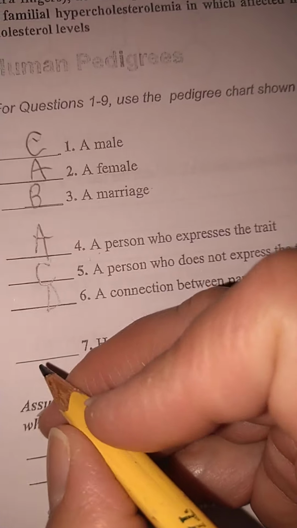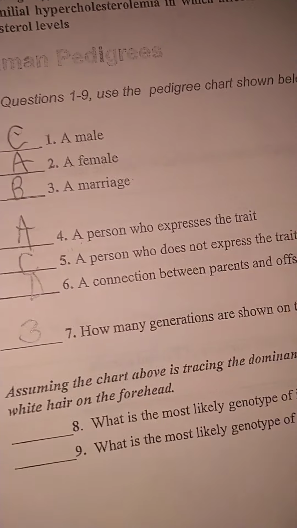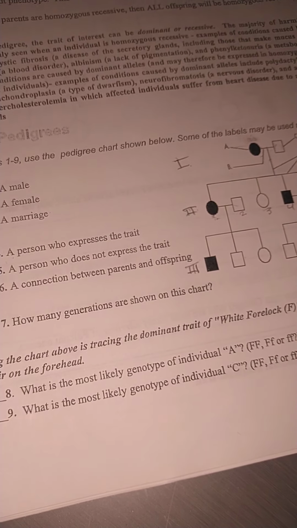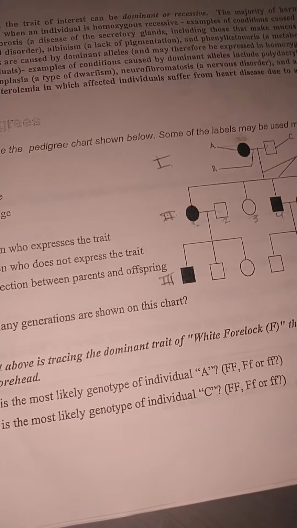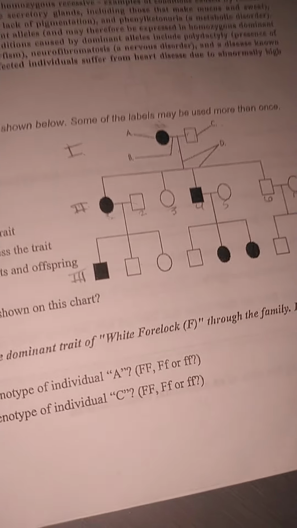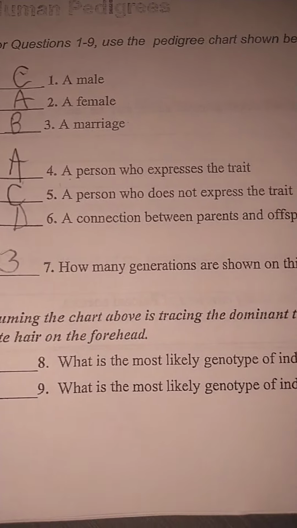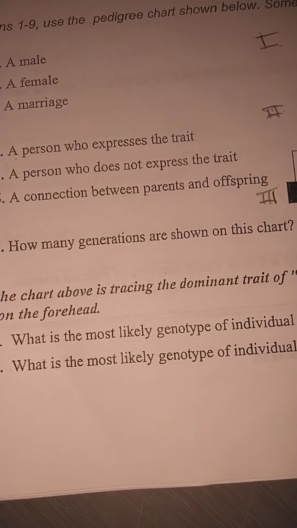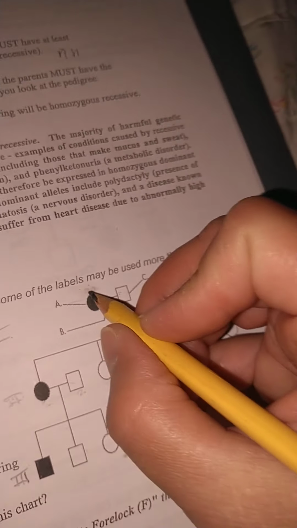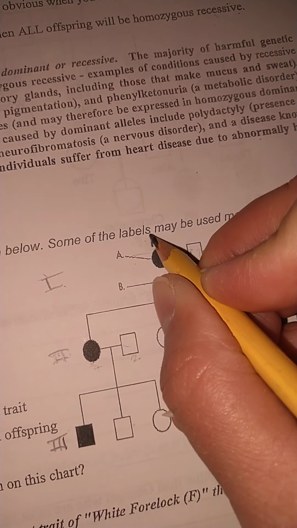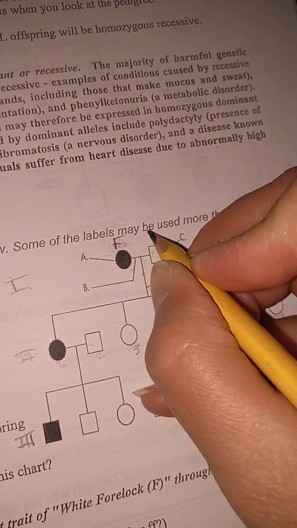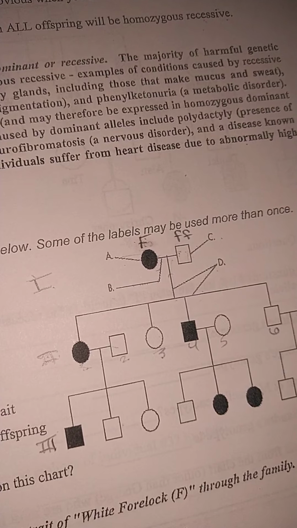So there are 3 generations. So assuming the chart above is tracing a dominant trait called white forelock through the family. White forelock is a tuft of white hair on the forehead. Okay? So it's a dominant trait, so we know that if it's showing up, this person right here has at least one big F for the forelock. This person is not showing the trait, so they have to be little f, little f.